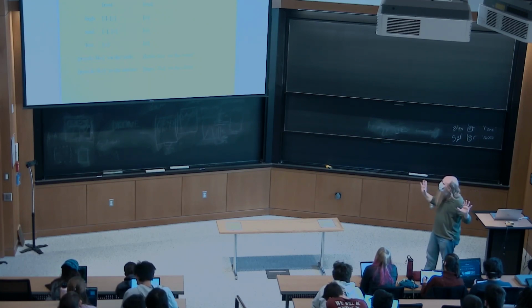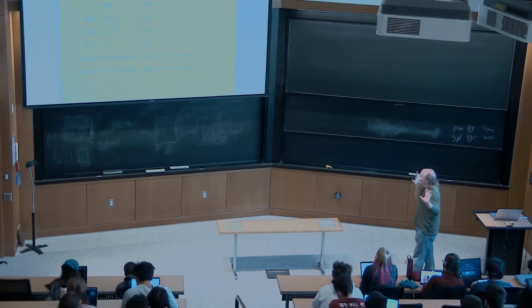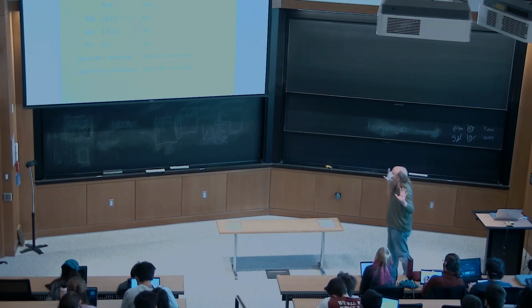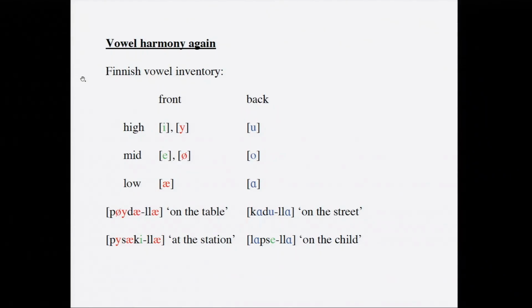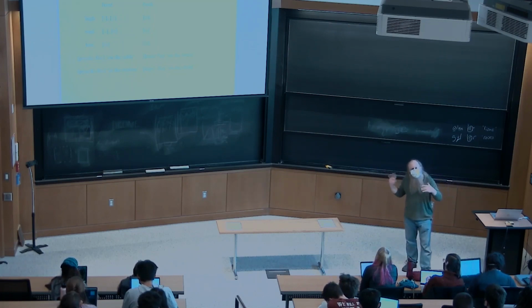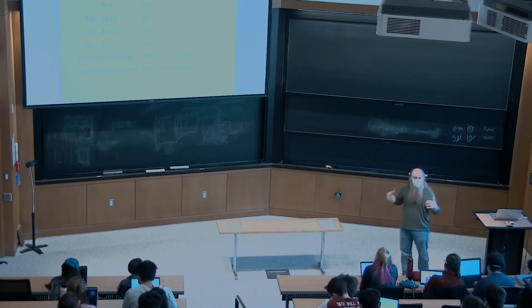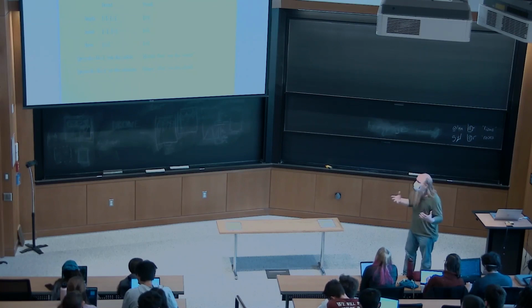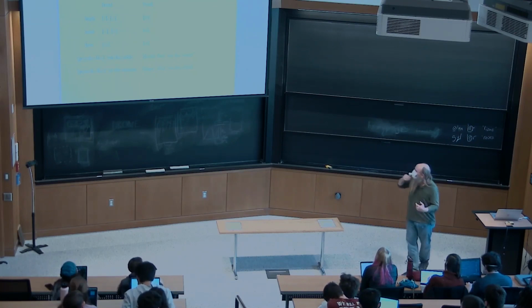So it's as though you can say, as long as you only look at blue and red vowels, all the vowels in a word must be blue or red. But you don't look at green vowels. You don't look at vowels that don't have a corresponding back vowel that is identical in every way except for being back. So you get lapsella for on the child.